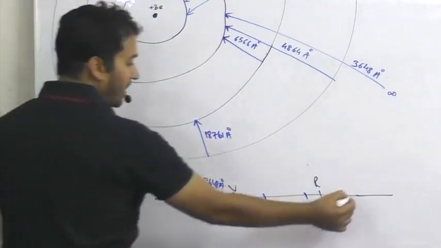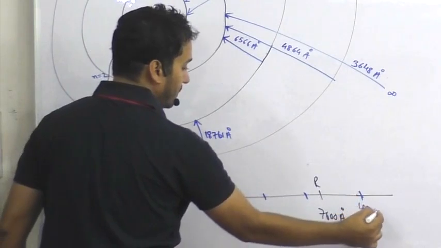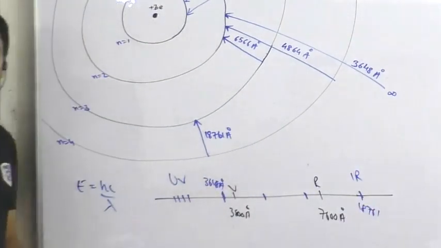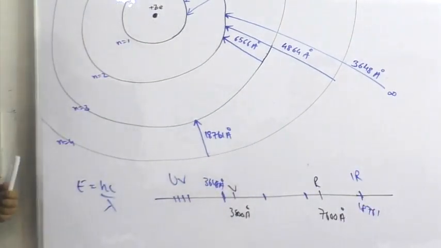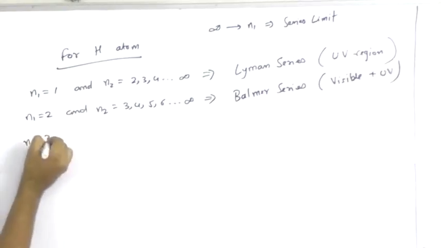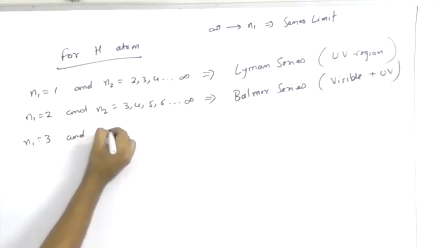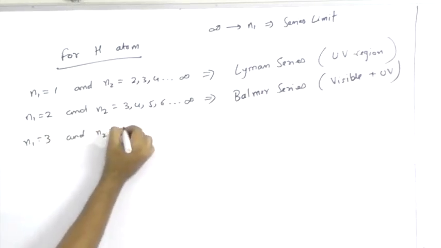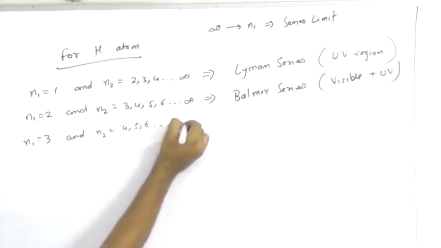Now where does this photon lie? Infrared. If electrons jump from a higher orbit to the 3rd orbit, then they lie in the infrared region. N1 equal to 3, and then they could jump from anywhere, right? The electron could jump from 4 or 5 or 6 up to infinity.